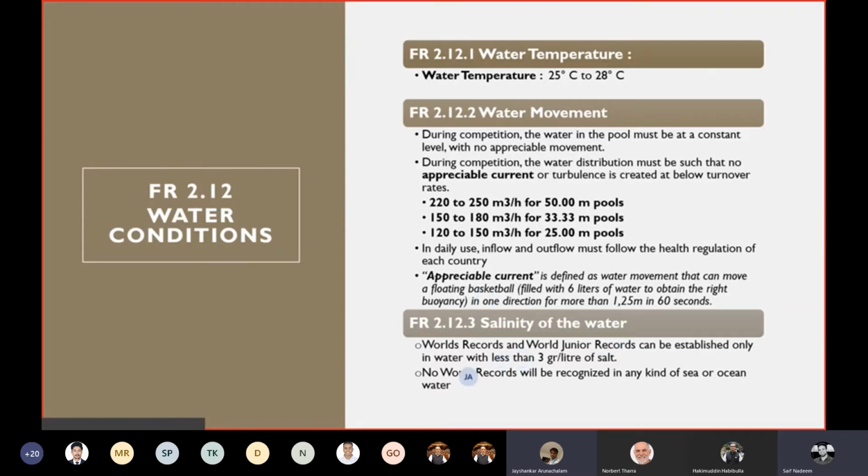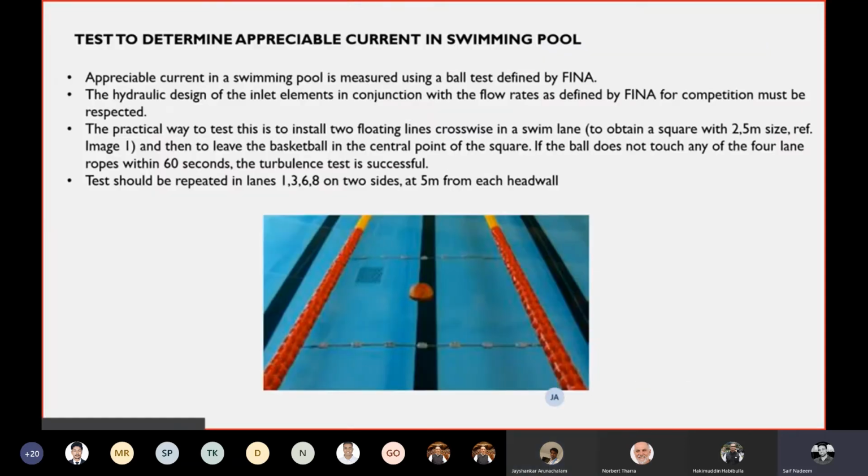Salinity of the water. Your water salinity should be less than 3 grams of salt per liter. So this is another aspect from the salinity point of view.